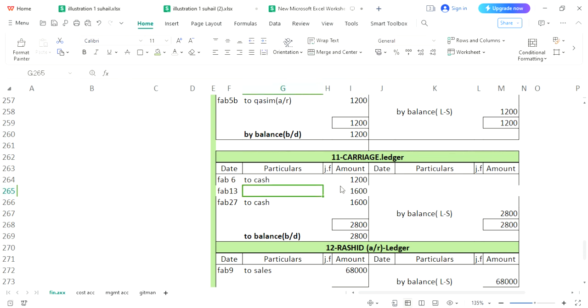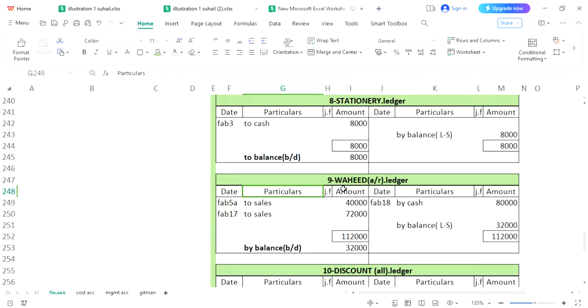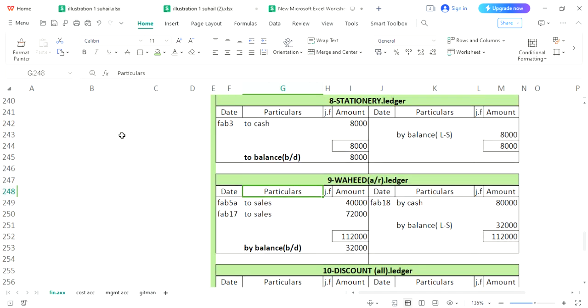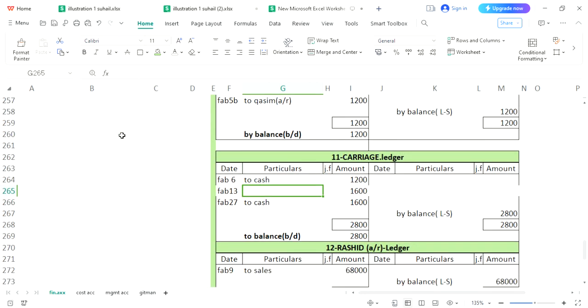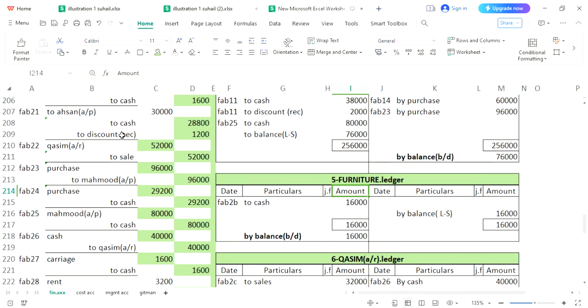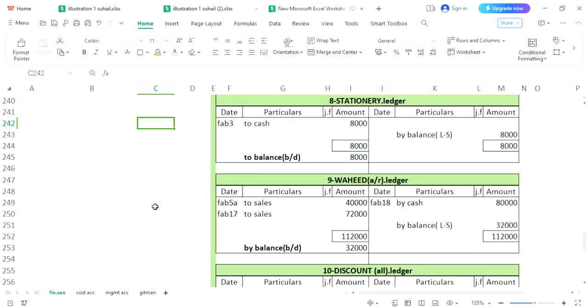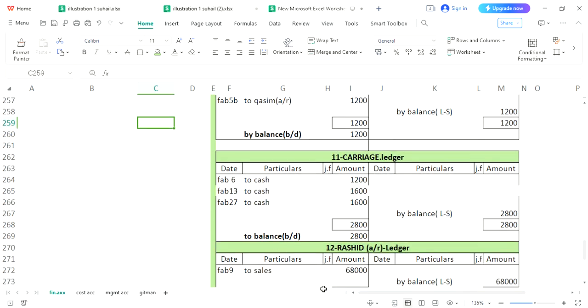See the reference, that was, I think, to cash, February 13. So for the reference, here we have found out what is written on the opposite side, to cash. So you will write to cash as reference over here. Date is mentioned, reference is given, 1600 posted, so we can mark that 1600 as a completed entry. And now it's time to see its balance as well, carriage account.